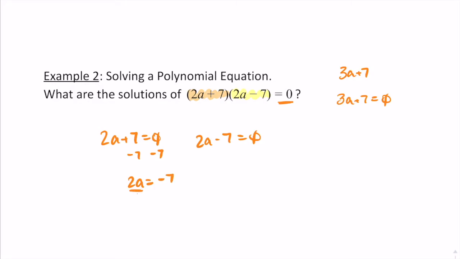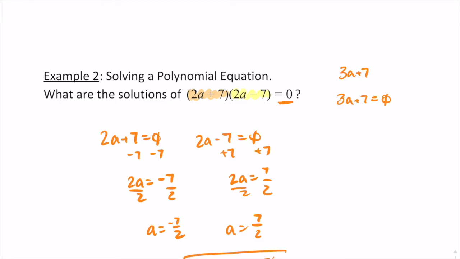I have a is equal to negative 7 over 2. Then plus 7 on the other one, I have 2a is equal to positive 7. Oh, whoops, positive 7 divided by 2, you get a is equal to positive 7 over 2. I was getting ahead of myself. So a is equal to negative 7 over 2 and 7 over 2. You don't have to put the comma, you could put an and symbol, it really doesn't matter. I just like to do it that way.